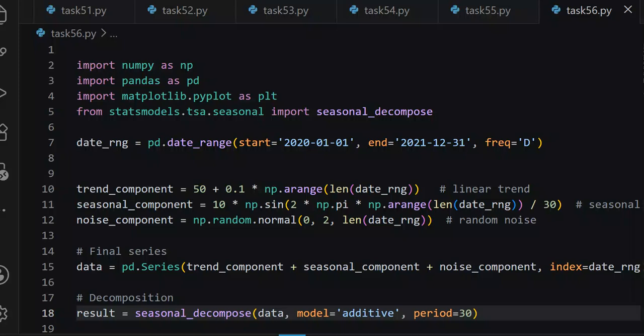Hello everyone, in this code we are going to study time series decomposition using the seasonal decomposition technique. It creates a time-based data set and separates it into three important components. First one is trend, which is long-term increasing or decreasing movement. Second is seasonality, which is a repeating pattern over a fixed time period. Third one is noise, which is random variation that cannot be explained.